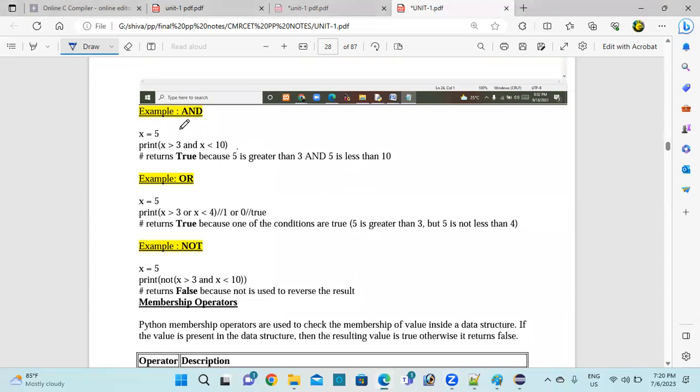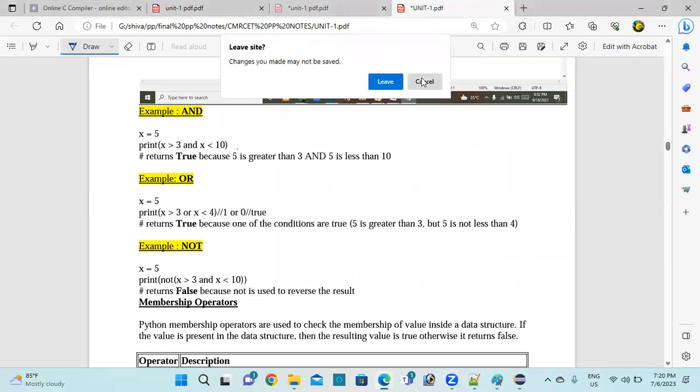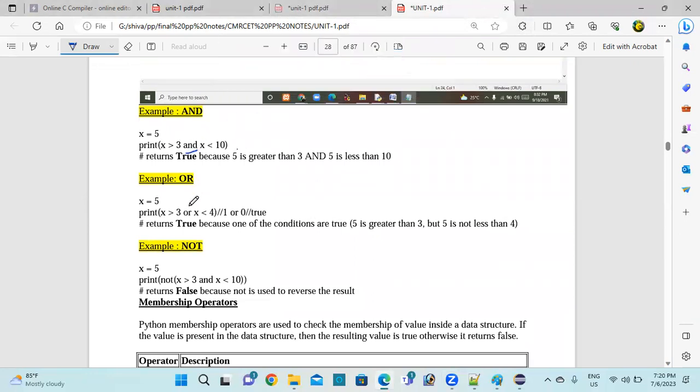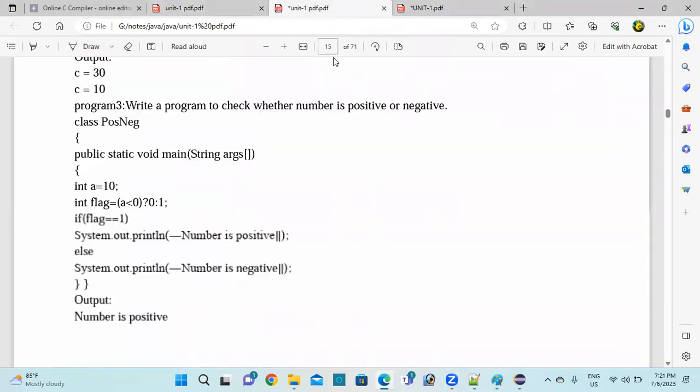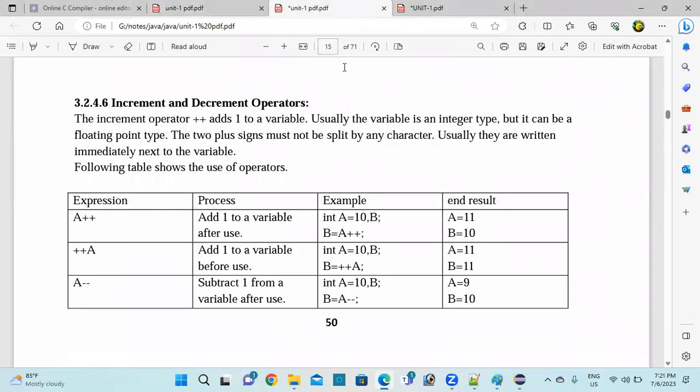And here one more thing we can see. Sorry, this is Python. We are using Python, and see the change from here to here. Next, increment and decrement operators, which you know very well. Here there are two types of expression: a plus plus.